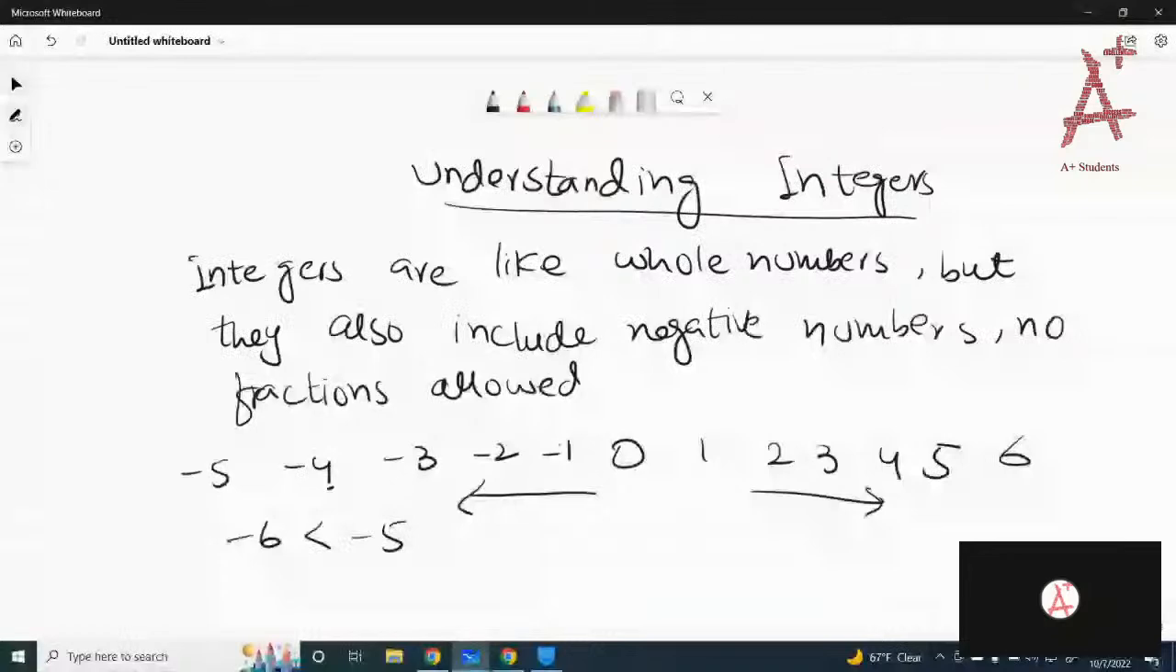Okay, let's start with the examples. What integer represents the scenario? You are given with the scenarios, you have to represent the number. Which number is it actually, the negative or positive? 4 kilometer increase in distance.